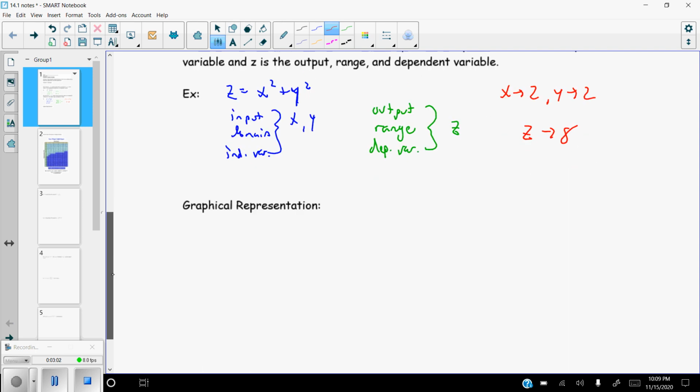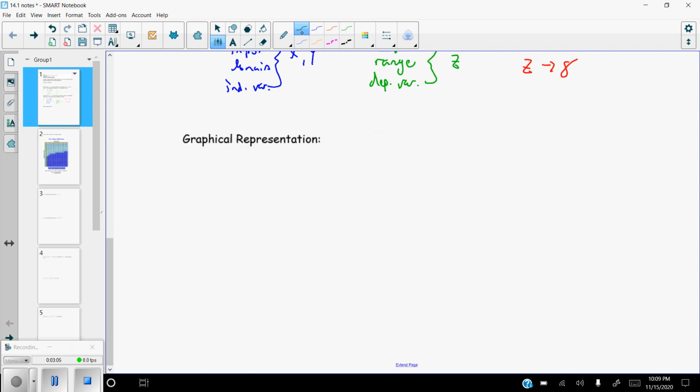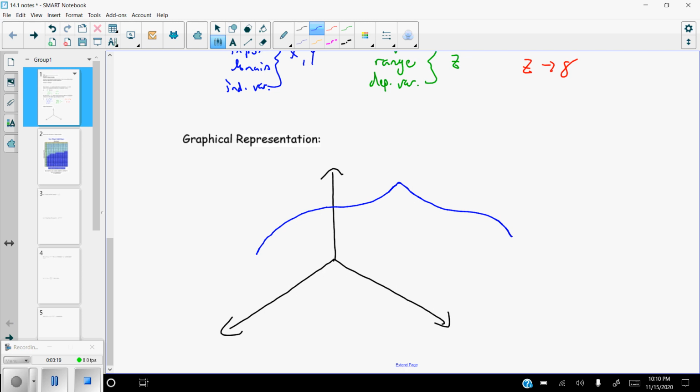So a graphical representation of this. We just sketch a three-dimensional space here. We're going to have some kind of a surface floating up here in space, whatever this thing looks like. Who knows exactly what this thing's doing? It's just something floating up in space, where maybe it looks something like this. And then over here, it does something like that. But you can kind of see how it's floating up there in space.